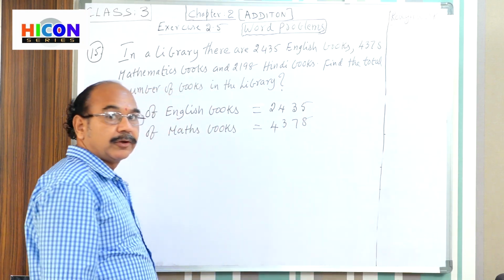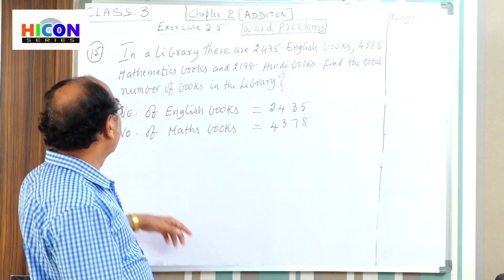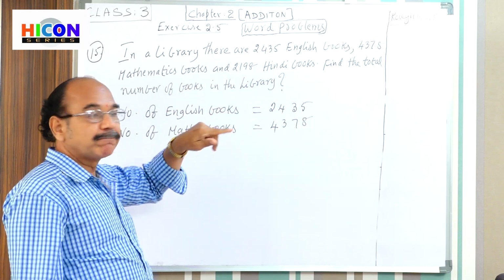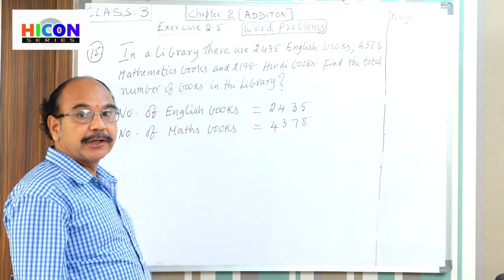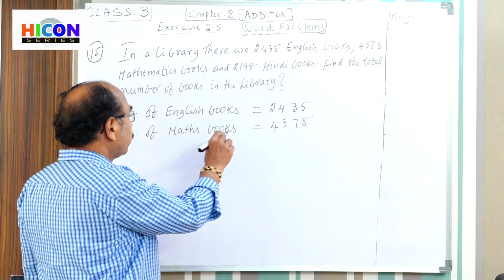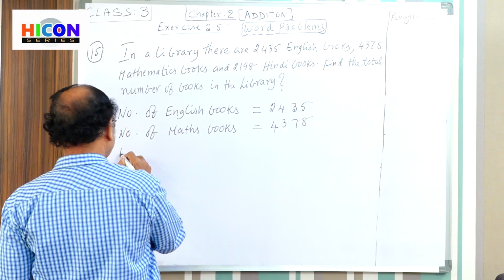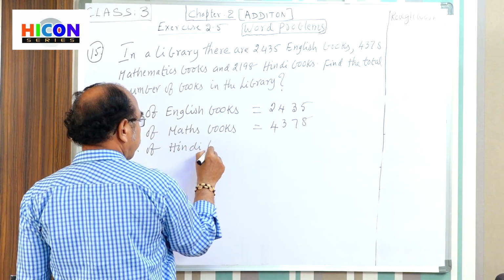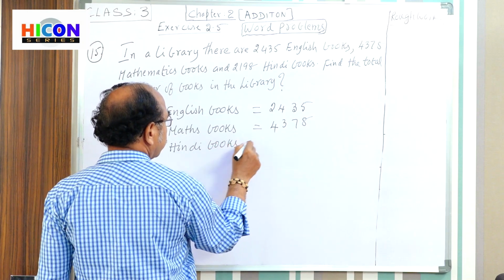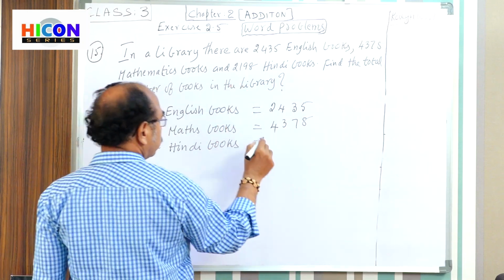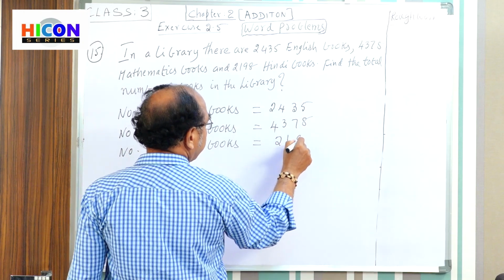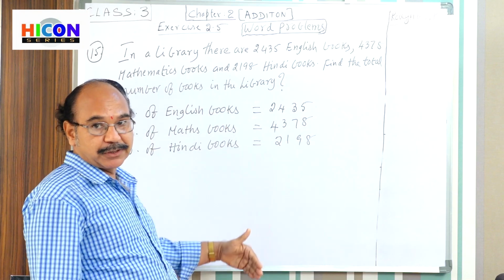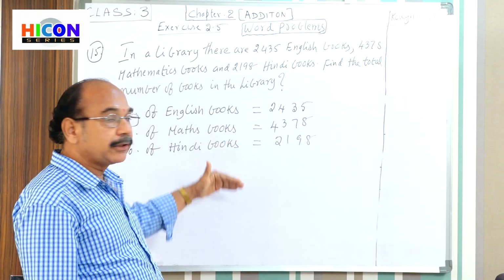4378. Now come to the next step. How many Hindi books are there? 2198 Hindi books are there. So number of Hindi books is equal to how many? 2198. Like this, we prepare the steps. Step 1, step 2, step 3, like this.